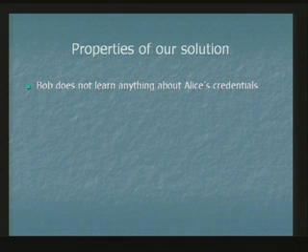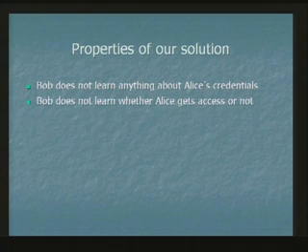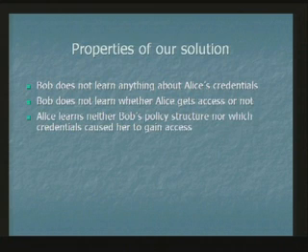You have a situation where Bob does not learn anything about Alice's credentials. So our goal would be to have a system without a trusted third party where Bob does not learn anything about Alice's credentials. Bob does not learn whether Alice gets access or not. This is nice because if Bob knew whether Alice got access or not, he could change his policy every time Alice asked for something and glean information about Alice's attributes. Alice does not learn Bob's policy structures nor which credentials caused her to gain access.